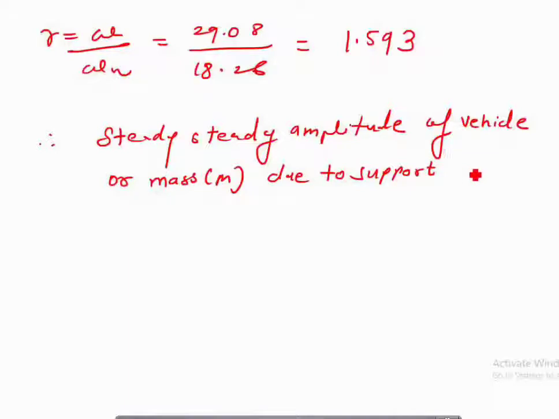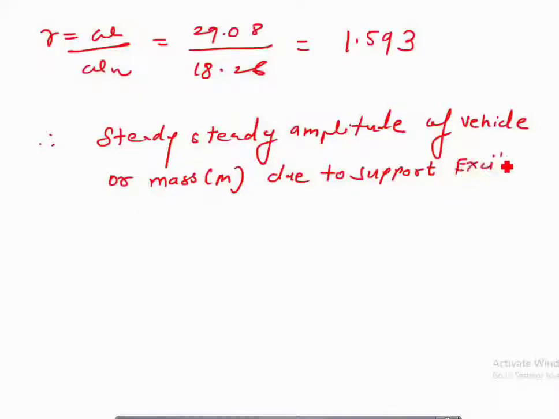What type of support excitation? Harmonic support excitation, that is y sine omega t. That is due to the base excitation. The steady state amplitudes are created in the vehicle having some mass, so you have to calculate that by using this formula.